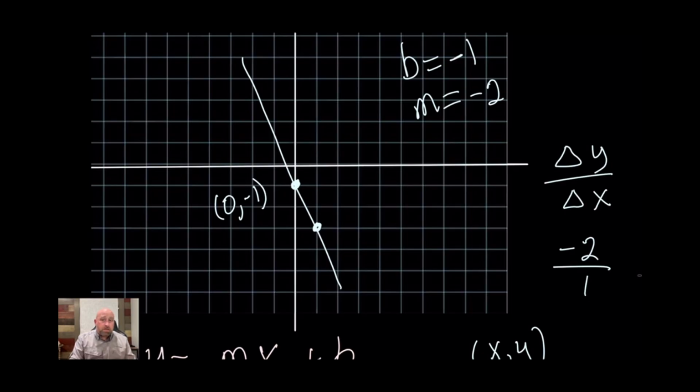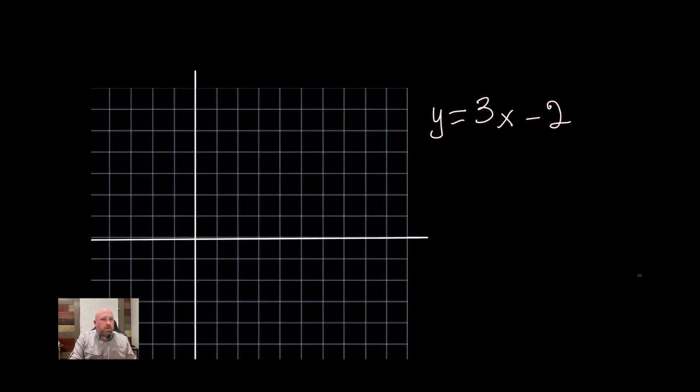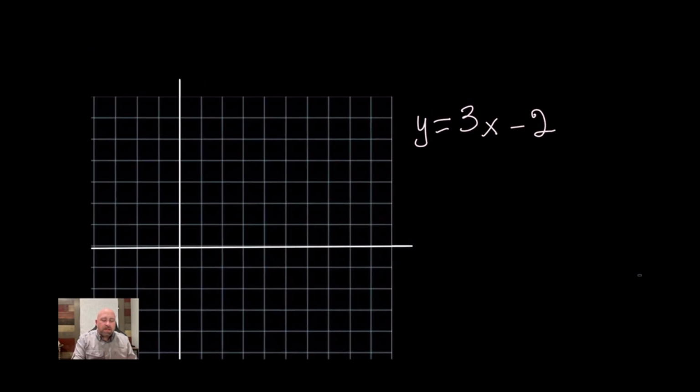All right, so on page number 99, it gives us this equation. It says graph y equals 3x minus 2. So how are we going to graph that? It's actually not as hard as you think. You might be like, well, I don't have any points.